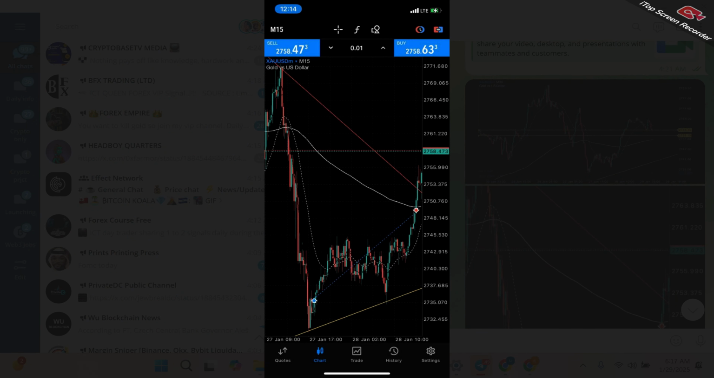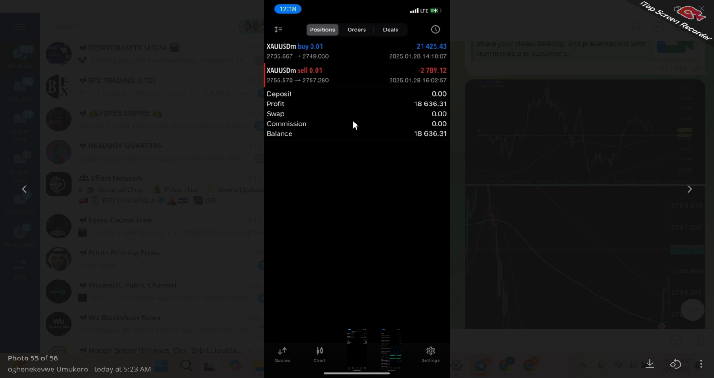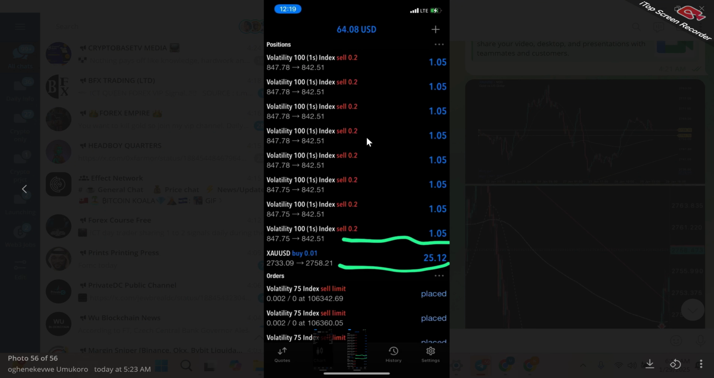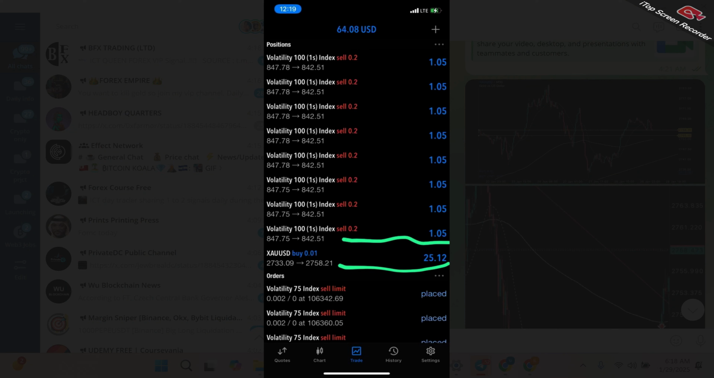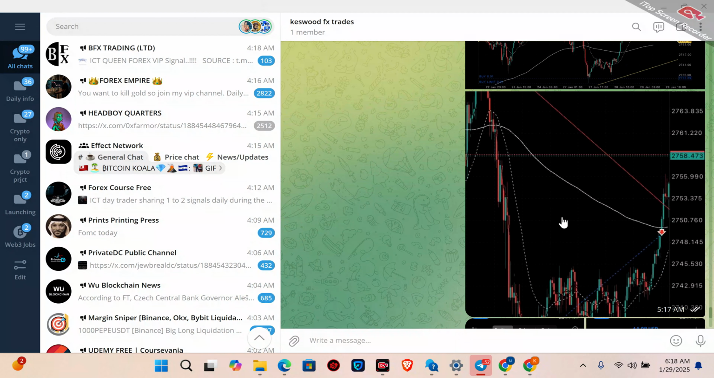So that was that. This was the result from the XNext. And this is the one on the reef, and it's still running, yet to close.